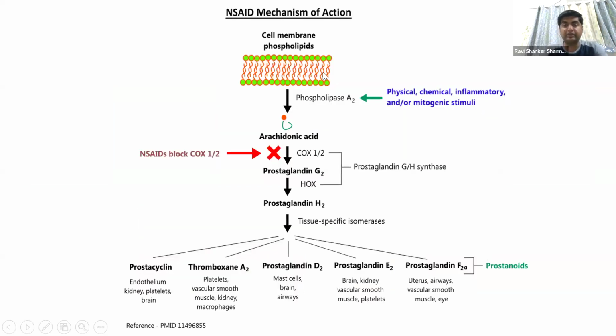Then I told you the mechanism of action. It inhibits COX. Okay. So non-selective COX inhibitors inhibit both COX-1 and COX-2. Okay. What does COX do? COX converts arachidonic acid into prostaglandins, which are powerful mediators of pain.